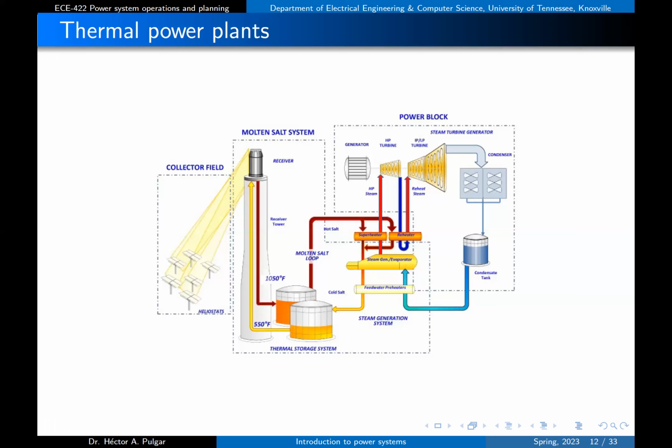Also, because we will not have radiation from the sun at night, what they have been exploring, and there are some power plants in the world that use this, is to store energy in salt. They have molten salt that can receive the heat and maintain it for several hours. That same heat can be used later to produce steam at night, for example, and produce power.